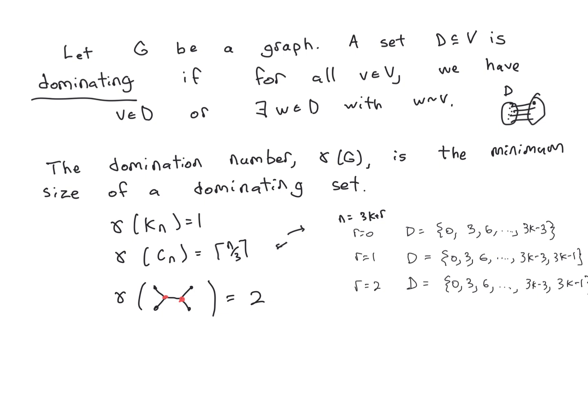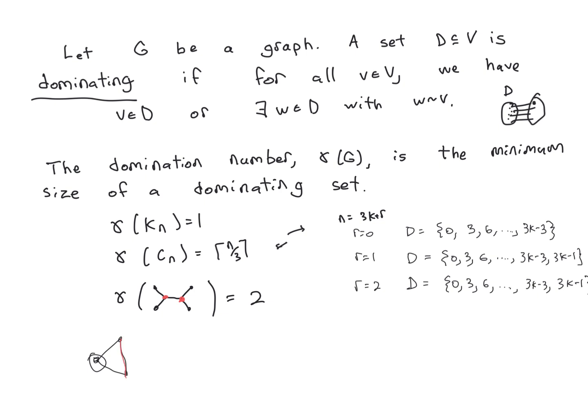It's somewhat similar to vertex covers. A vertex cover was a subset of vertices such that every edge was incident to some vertex in the cover. The difference here is that it's perfectly fine to have this setup here. The circled vertex is in the dominating set, and we see every vertex not in the set is adjacent to something in the set. But this is not a vertex cover because we have an uncovered edge.